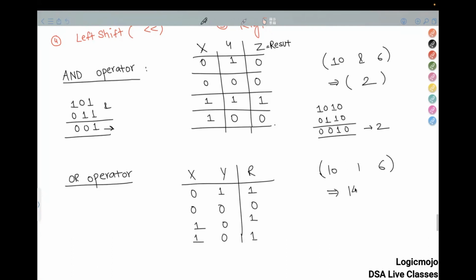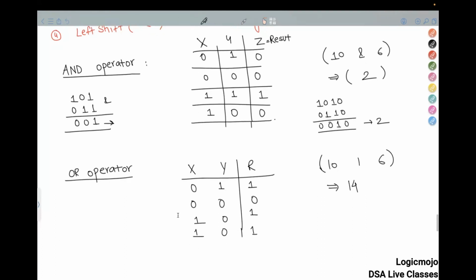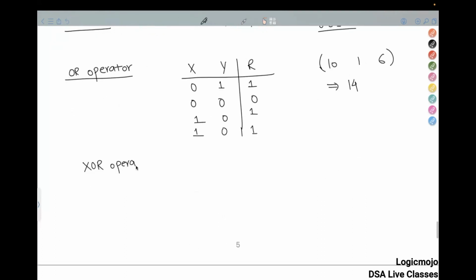The OR of this is 14, because we know 1010 and 0110, right? So this will be 1, this will be 1, this will be 1, this will be 0. So this is 14. Anyone having doubt in this? Let's move on to the XOR operator.